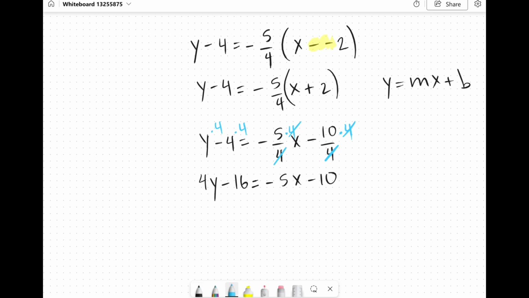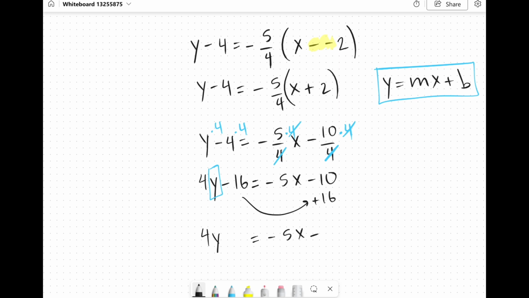Remember, I'm solving for y. I want y by itself because in y equals mx plus b, y is by itself. So I will now add the 16. That leaves me with 4y equals -5x plus 6. And now I will divide every term by 4 so that next to the y you have nothing.